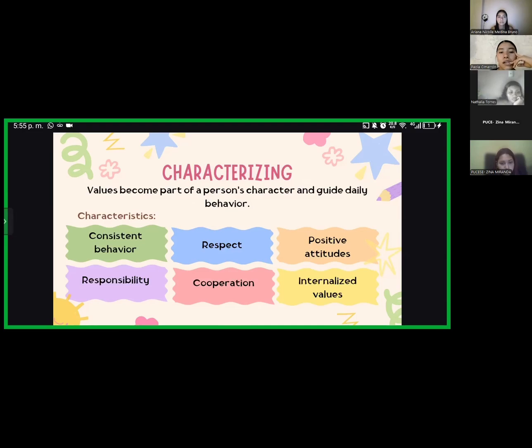For example, the students always greet classmates politely, help others voluntarily, and respect classroom rules without reminders. This demonstrates characterization because these behaviors have become part of who they are. So now let's see how this level can be observed in a real English class. My partner will explain our classroom case.